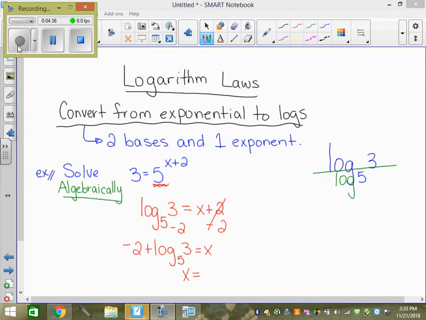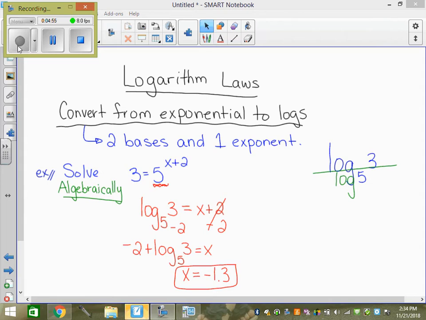Yeah. You have to hit enter. If you don't hit enter, you don't close your log bracket, it's going to try and put the 2 in with it. You get negative 1.3. If you do not close the bracket behind the log, you will not get the right answer. So you're doing log 3 divided by log 5 and then subtracting 2.